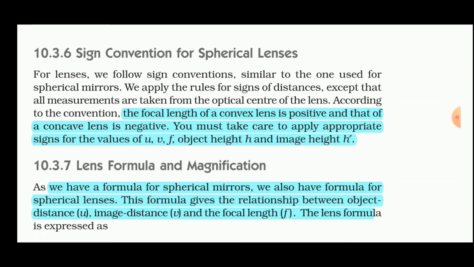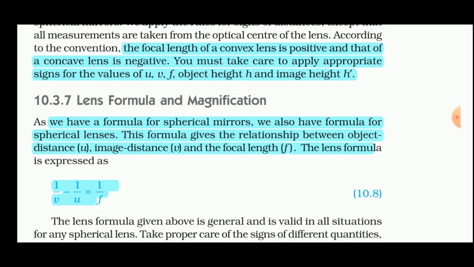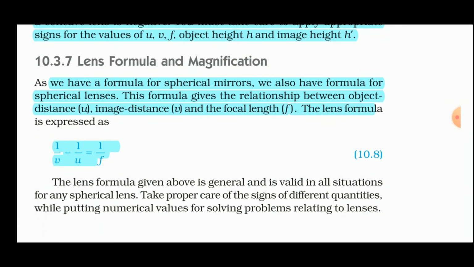Now, lens formula and the magnification. As we have a formula for spherical mirrors, we also have a formula for spherical lenses. This formula gives the relationship between the object distance u, image distance v, and the focal length f. The lens formula is expressed as 1/v minus 1/u equals 1/f. The lens formula given above is general and is valid in all situations for any spherical lens. Take proper care of the signs of different quantities while putting in numerical values for solving problems relating to lenses.